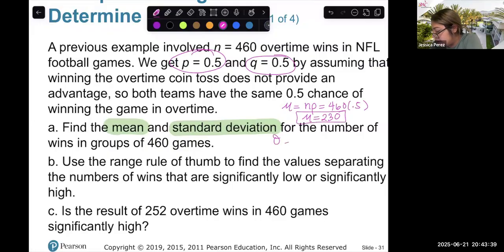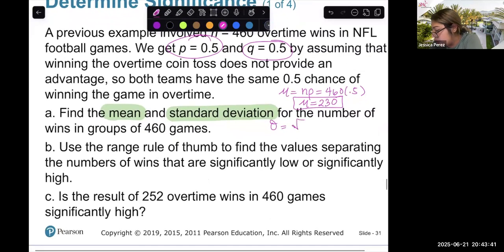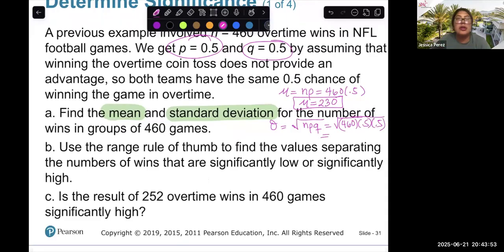The standard deviation is going to be the square root of n times p times q, which is the square root of 460 times 0.5 times 0.5. Let's plug that in our calculator. So we want the square root of 460 times 0.5 times 0.5, and close it. And that's going to give me 10.723.